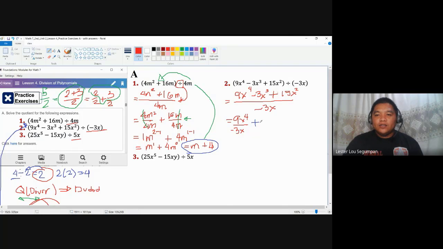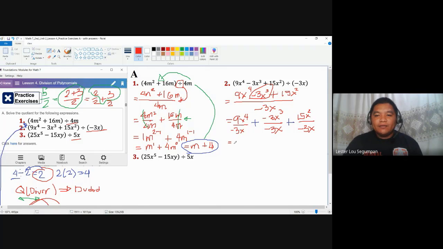So we have here, since we use plus, the negative sign will be taken charge with the second term, negative 3x cubed. You write it properly: 3x cubed all over negative 3x. And again, use separator plus, and then you have here 15x squared all over negative 3x. Now that we have split or shared, probably the better word, the denominator to all the terms in the numerator, we simply simplify them separately, independently.